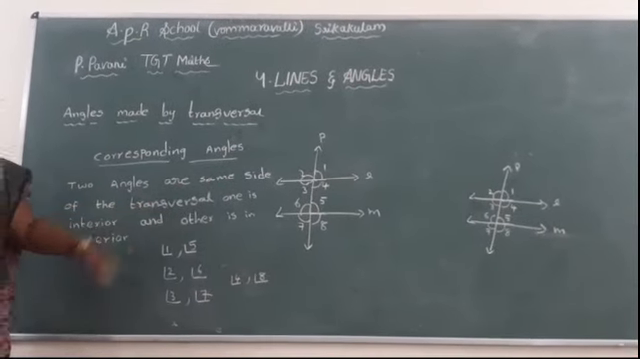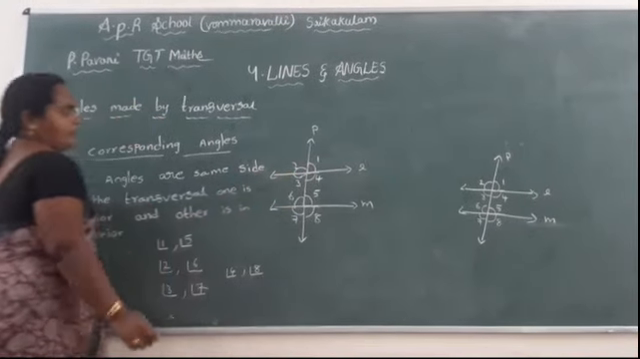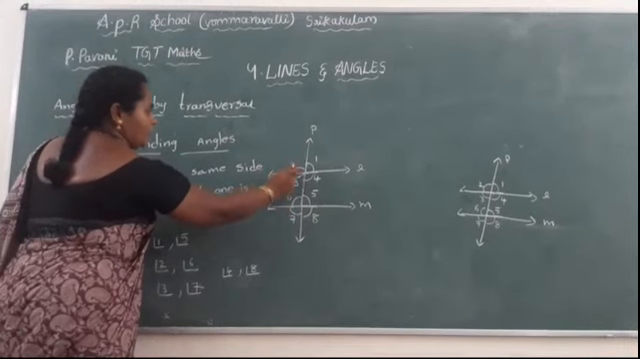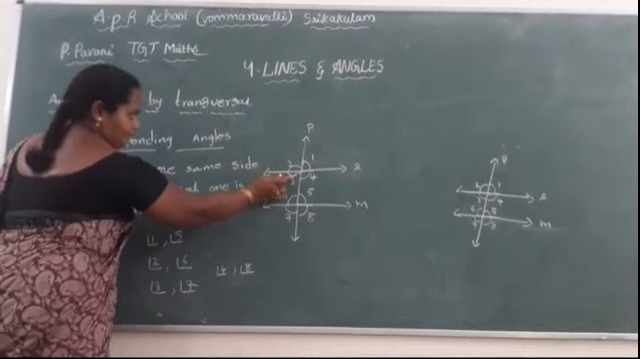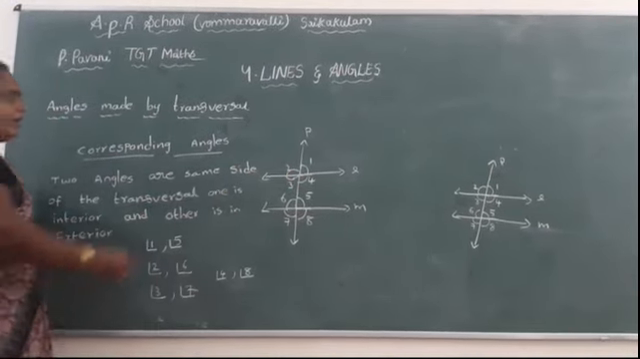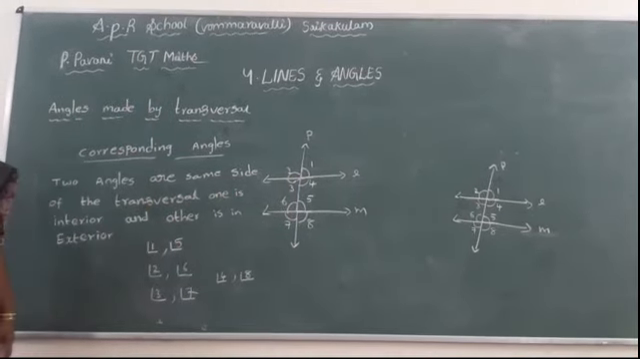Two angles are on the same side of the transversal. One is interior, the other one is exterior, but not adjacent. Angles 2 and 3 are not corresponding angles. Angle 2 and angle 6 are corresponding angles.